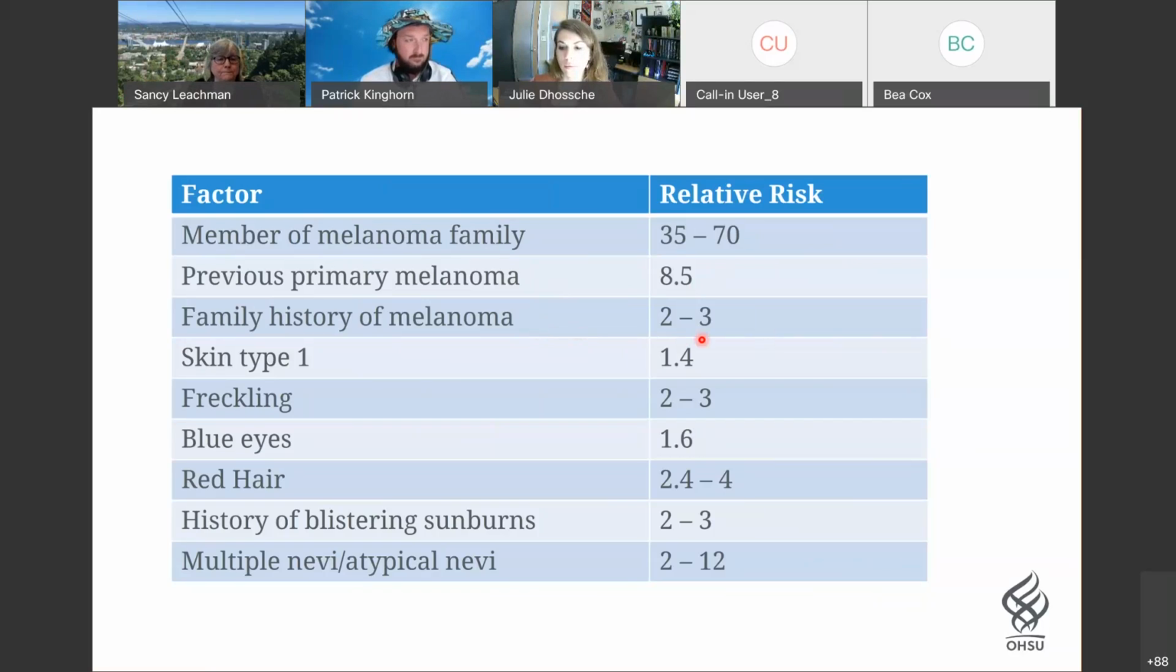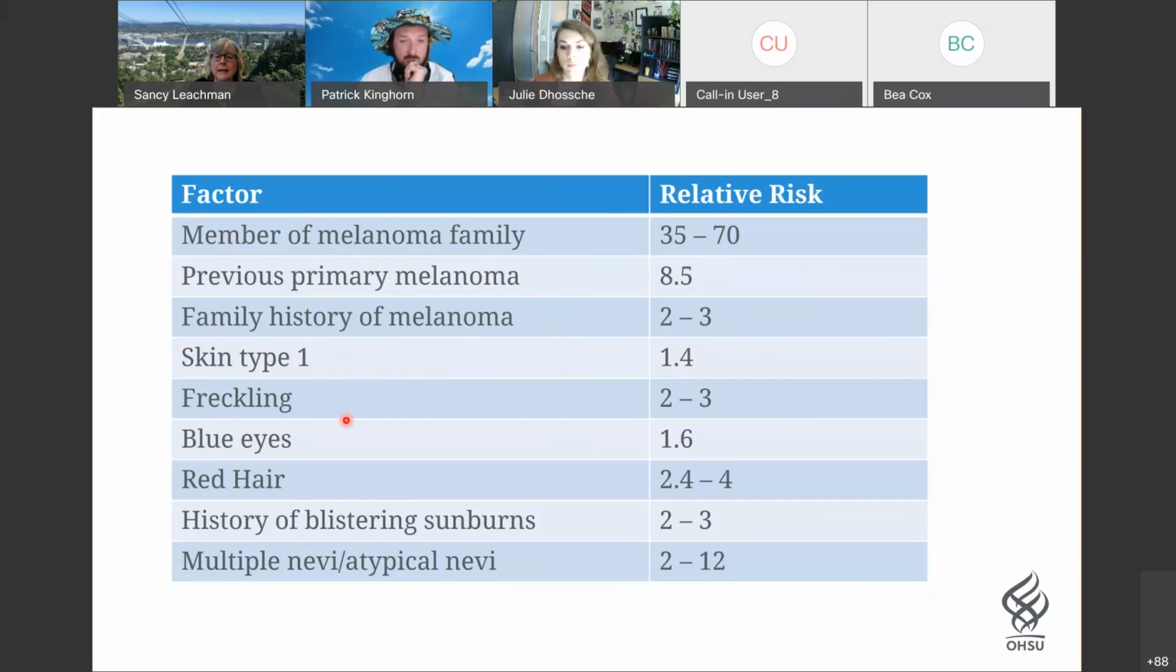If you have skin type 1, which means that you always burn when you go out for longer than 30 to 45 minutes, and you never really tan very darkly, then you have about a 1.4 higher risk for getting a melanoma just because of the color of your skin.